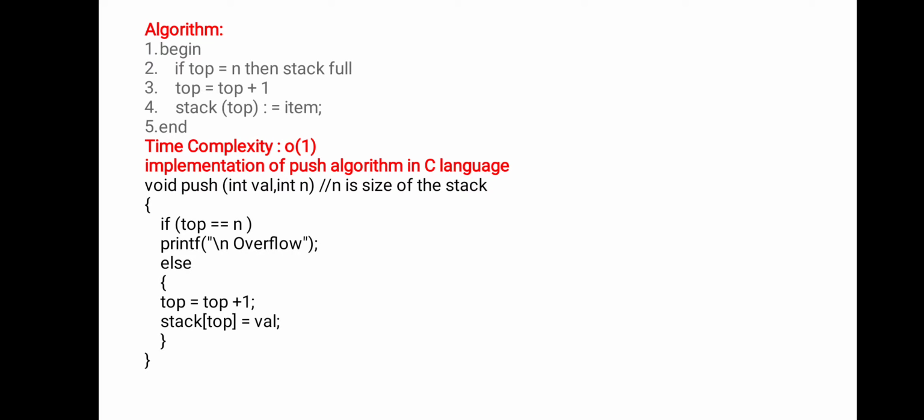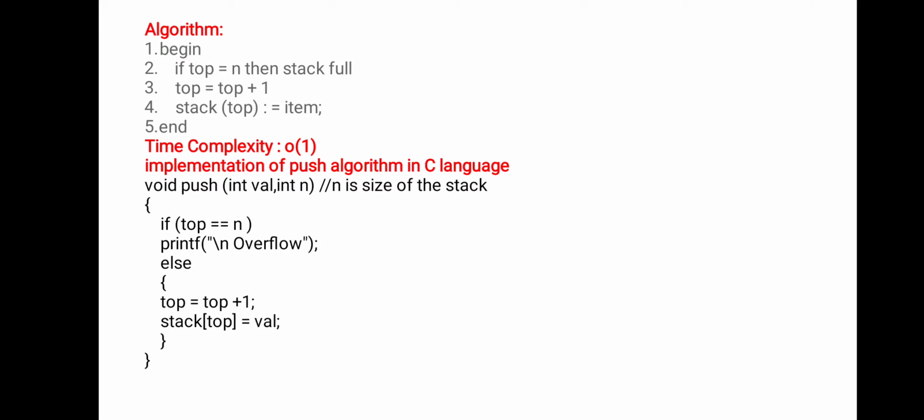It contains the variables: integer val and integer n. Here n is the size of the stack, and val means the new value which is inserted into the stack. Here n is the size of the stack, meaning the maximum number of elements possible to place into the stack. So n is either 10 or 20, 30, 40, whatever it may be. If n is 10, the maximum number of elements possible to place into the stack is 10.